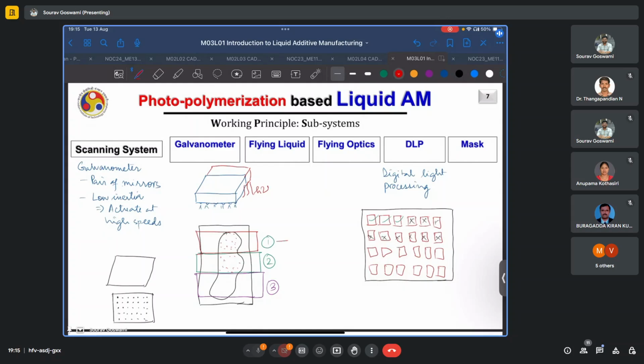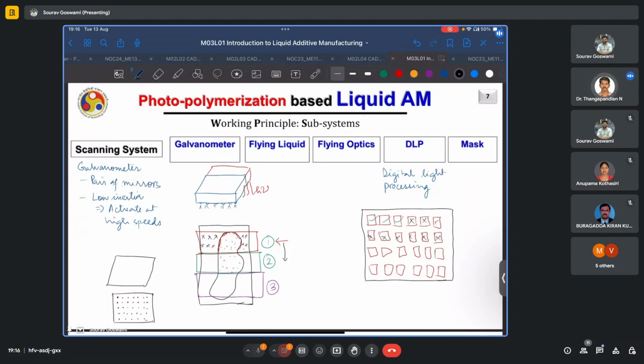Say in one case, it was at position 1. It deposited material wherever it was needed, say within this contour, whereas in all other regions, the material was not deposited. Then this entire head will move further down to a new index position, say position 2, and it will repeat the same exercise. It will deposit the material in the required regions, and there will be no deposition in the other. Why it is called a flying liquid is because we are moving the entire liquid, in this case the liquid microchannels, over the region of interest and depositing.